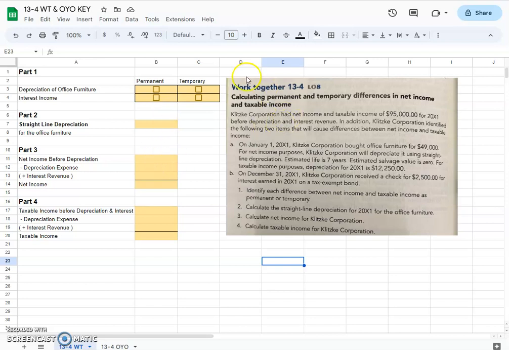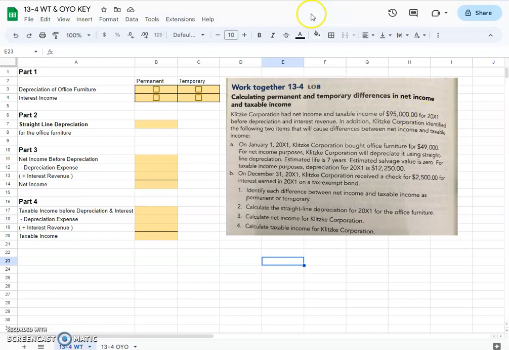In this video, I'll be going through Work Together problem 13-4. This problem is located on page 394 of your Century 21 Advanced Accounting textbook, 11th edition, by Gilbertson and Lehman. So credit to them for this textbook and the problem.